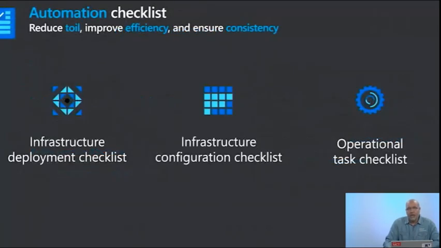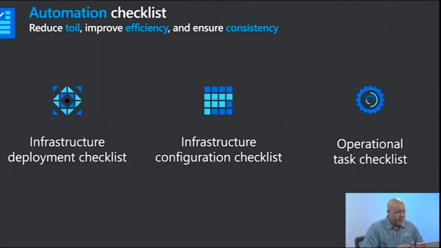What does the automation checklist look like? Automation should be developed and increased so engineers can eliminate future toil. By reducing toil, engineers can concentrate on innovating business solutions. Here are 3 categories where automation can reduce toil, improve efficiency, and ensure consistency.